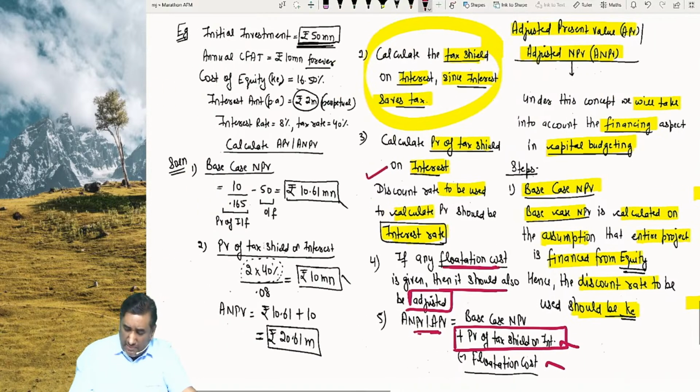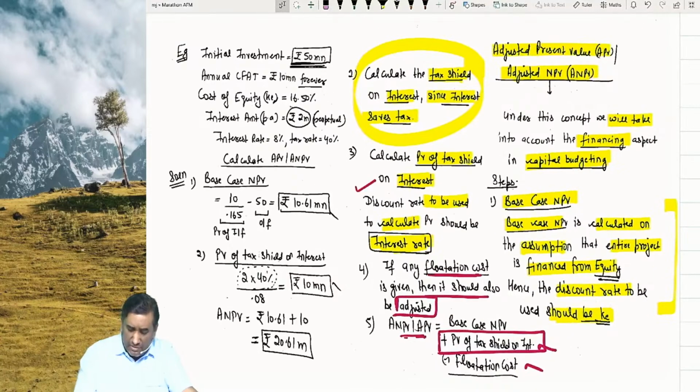I have taken a small example on the same page. Initial investment is 50 million. Annual CFAT 10 million forever. That means every year I'll get 10 million forever. Cost of equity 16.5. Interest amount per annum is 2 million perpetual. Interest rate 8%, tax 40.